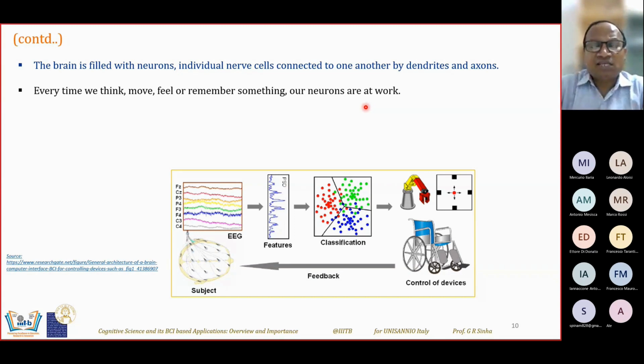What I'm trying to tell is, where does the electrical signal come from? When you are saying electroencephalograph, EEG, from where does the EEG signal come? Electrical signal. Why does it come?